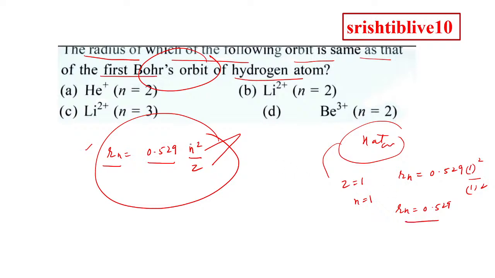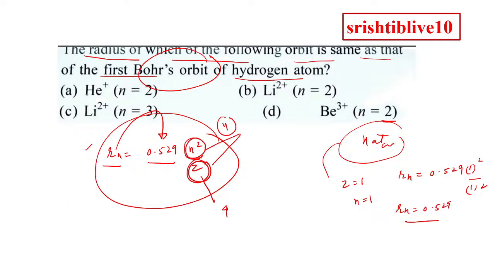If the numerator value and the denominator value are equal, you will get the radius equal to 0.529. So somehow you have to arrange these two values to get that. We know very clearly that if n equals 2, n square is going to be 4, and the atomic number for beryllium is also 4. So 4 and 4 will cancel out and you'll get the radius as 0.529.